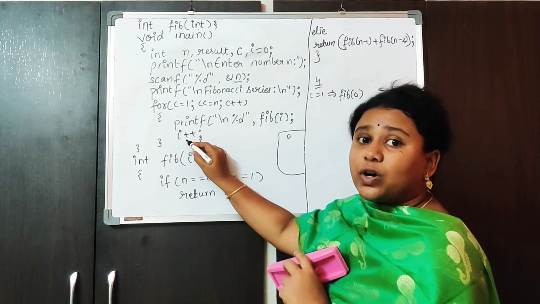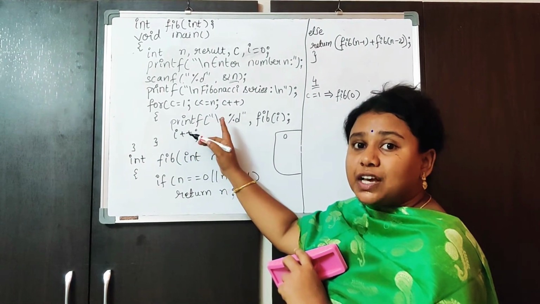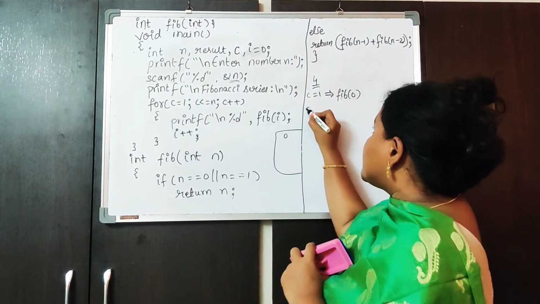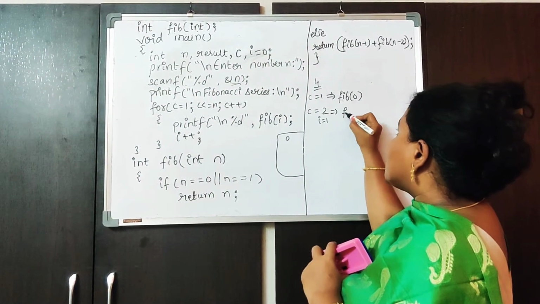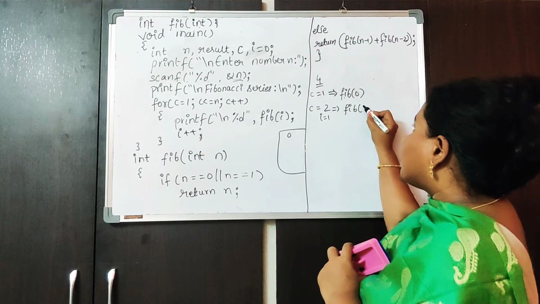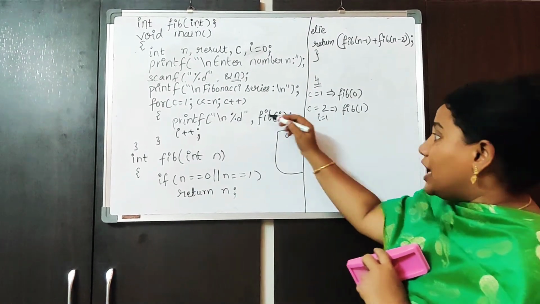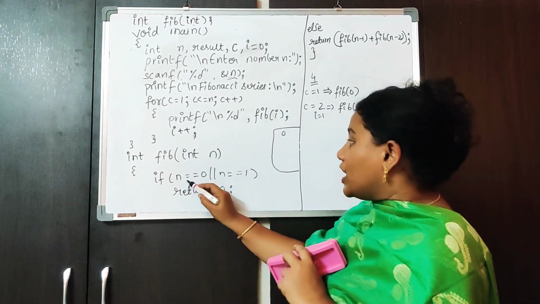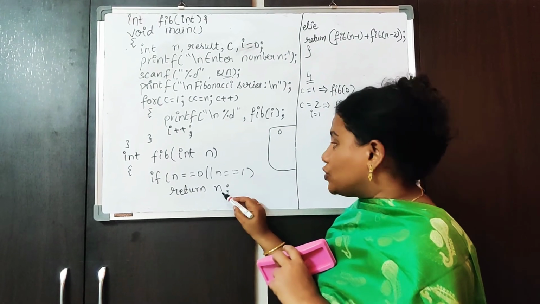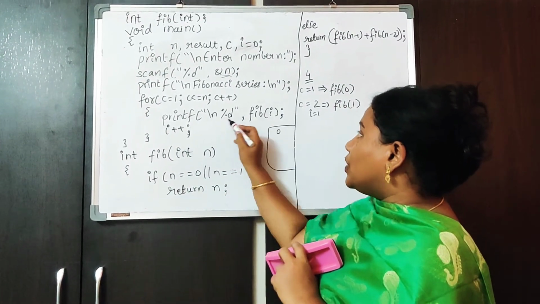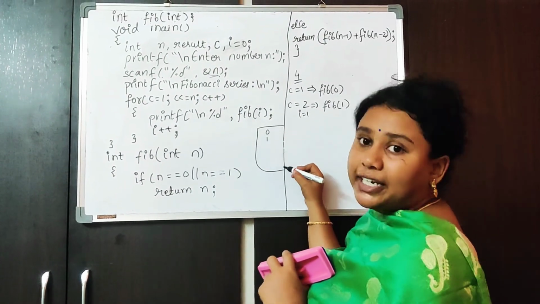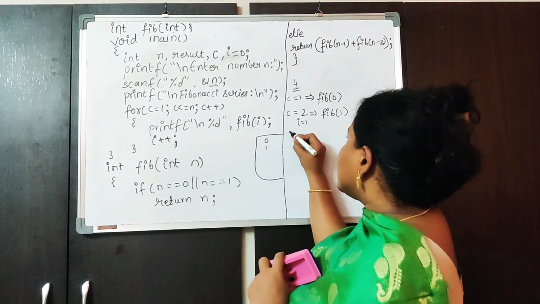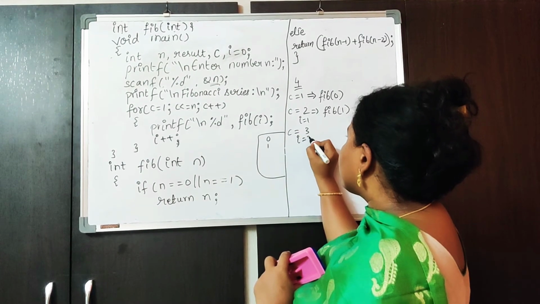Next, i plus plus. What do you mean by i plus plus? 0 becomes 1. Next time the c value becomes 2 and the i value becomes 1. Now for this, what value will be calculated? Fib of 1. That is a function call. When I come to the function definition, the n value is not 0 but 1. So what will be returned back? 1 value. So what value will be printed? 1 will be printed. For the next iteration, c is equal to 3, i becomes 2.